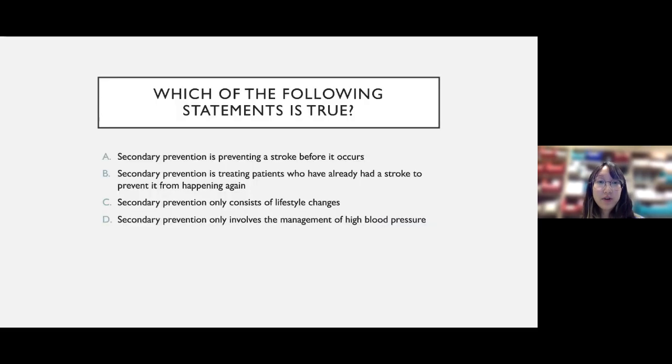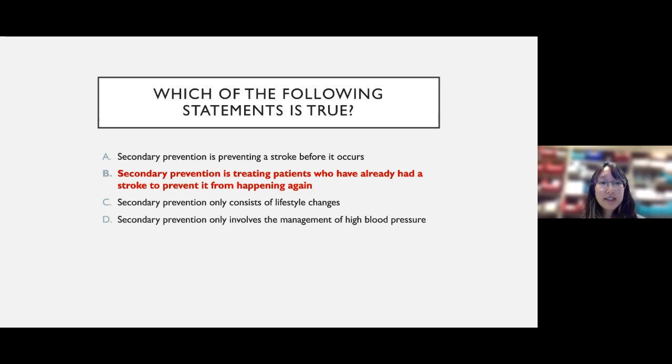So here I just have some questions to quickly go over with you all. So over here, we're just asking which of the following statements is true. And statement B states secondary prevention is treating patients who have already had a stroke to prevent it from happening again. So that would be our true statement. If we look at A, that states secondary prevention is preventing a stroke before it occurs, which is false because that would be primary prevention.